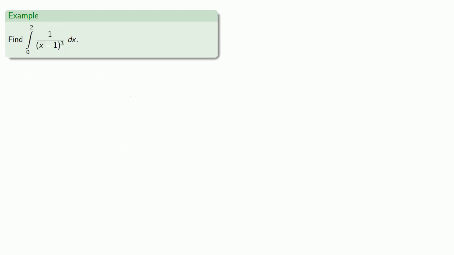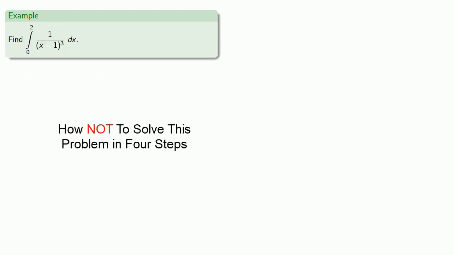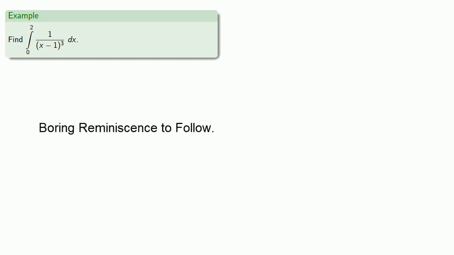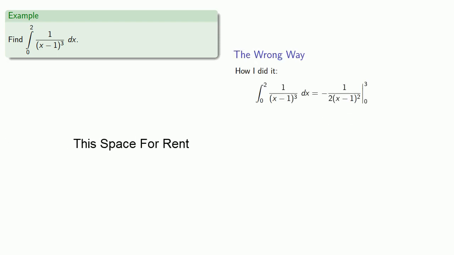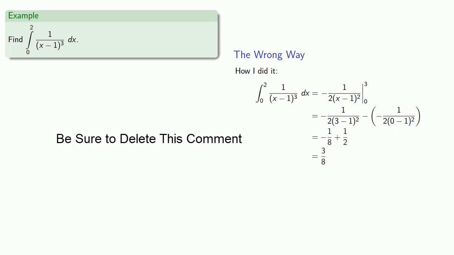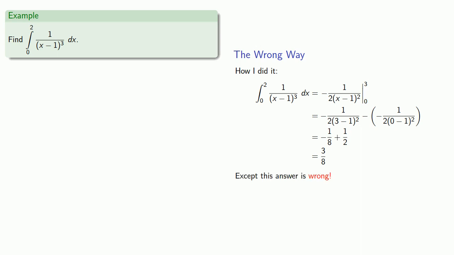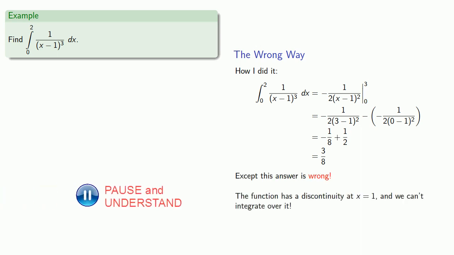So let's take another integral. When I ran into this problem the first time I was taking Calculus 2, I did it the following way. We find the antiderivative, we evaluate, got to remember how to add fractions, and I was very quickly able to get the wrong answer. The problem is the function has a discontinuity at x equals 1, and we can't integrate over it.